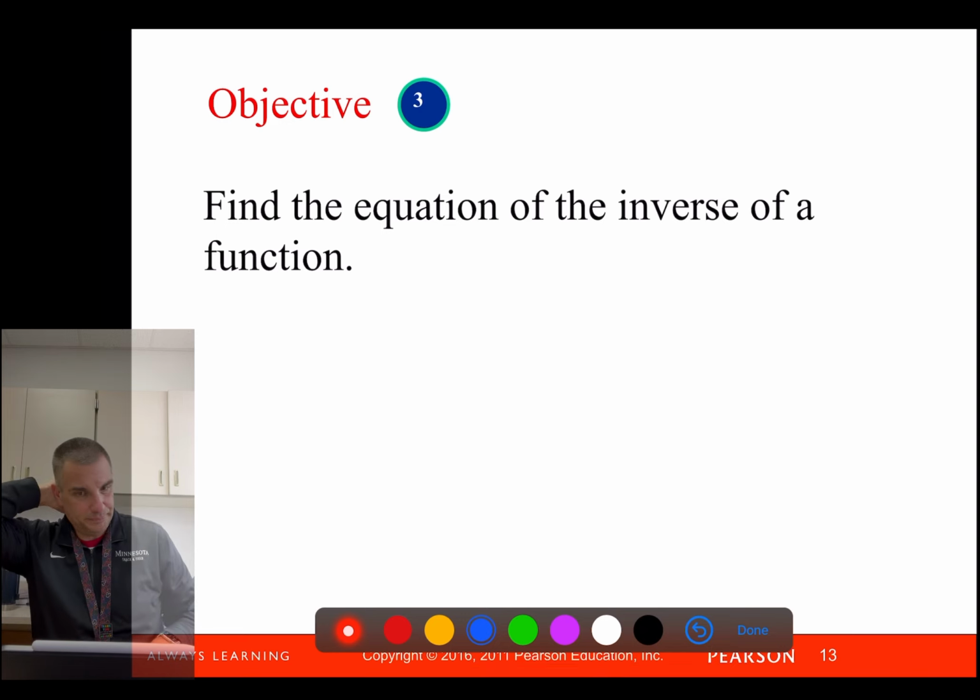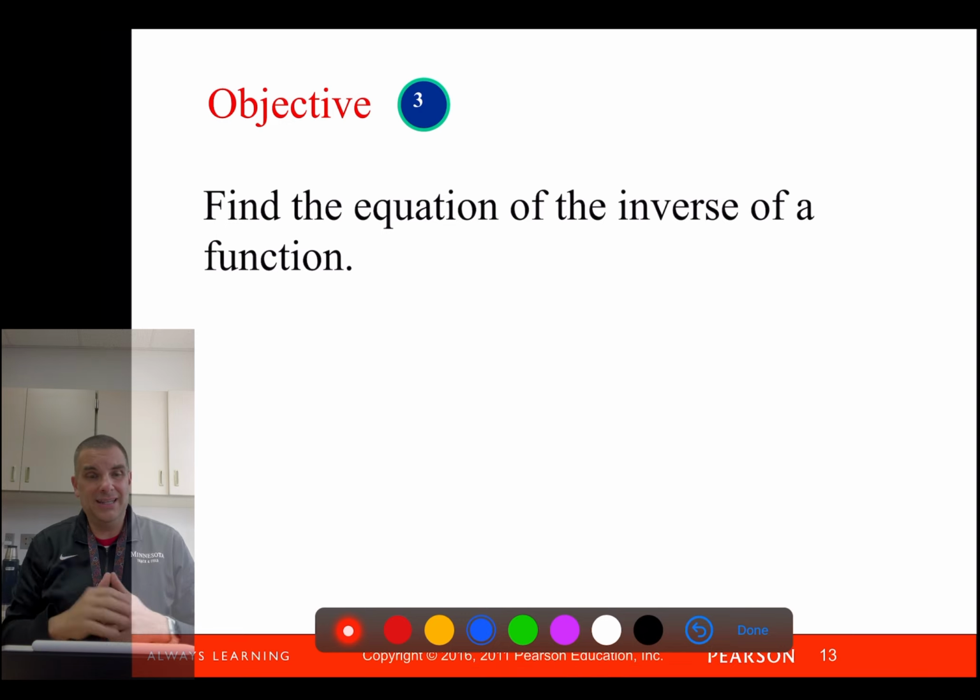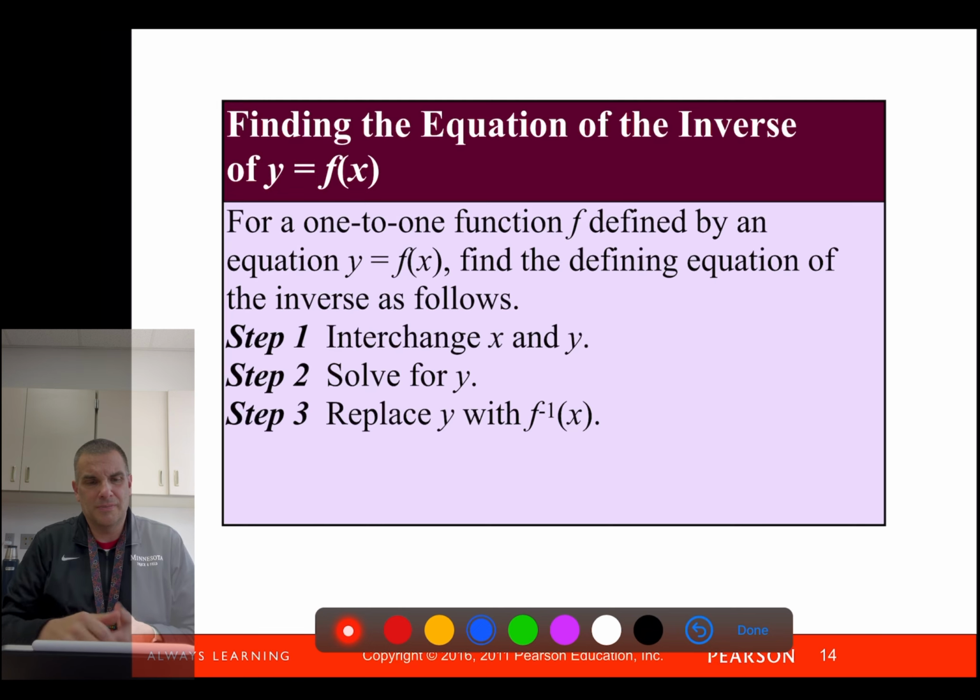Pretty simple, pretty straightforward. So the next thing we're going to do is find the equations of the inverse of a function. And this is the last thing we're going to do. Okay, so finding an equation of the inverse of y equals f of x. For a one-to-one function f, defined by the equation y equals f of x, the equation of the inverse is found as follows. Step 1, we're going to interchange the x and the y. Step 2, we're going to solve for y. And step 3, we're going to replace the y with f inverse of x, the inverse notation. Okay, so those are the steps that we're going to use.